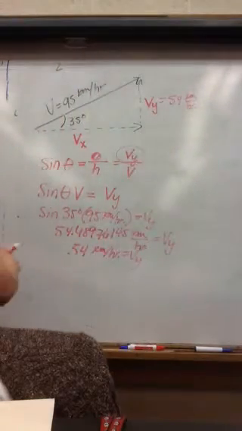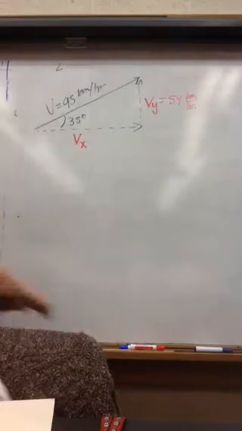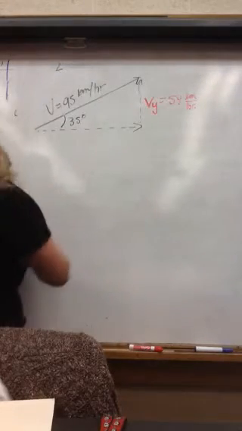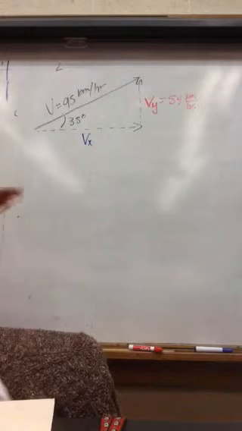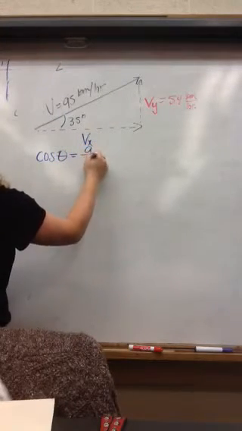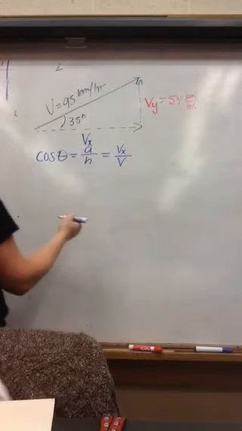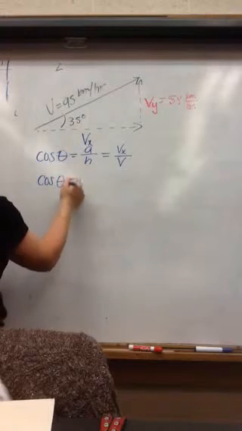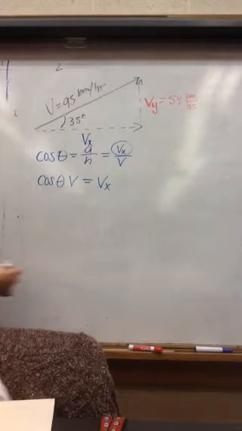Okay, so now we want to find our v sub x. I'm going to erase this, and I'm going to work in a different color just to differentiate it. So, what trig function connects adjacent and hypotenuse? Cosine. So the cosine of theta is equal to the adjacent over the hypotenuse. In this case, that's our v sub x over our velocity. So cosine of theta times velocity, because we want to solve for v sub x, is going to give us our v sub x.